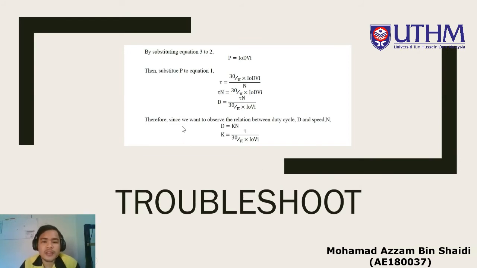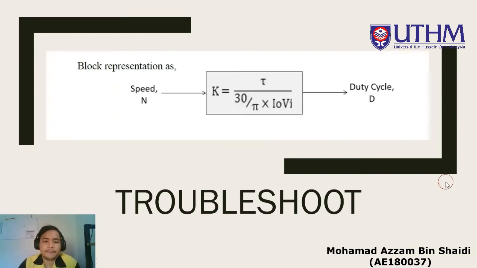Therefore, since we want to observe the relationship between duty cycle and the speed, we substitute the duty cycle that has been calculated into the duty cycle equal to gain times the speed, and we rearrange the equation to get the gain as the title of the formula. We have gain equal to torque over 30 over pi times I naught times the V input. This is the plot representation for this system.